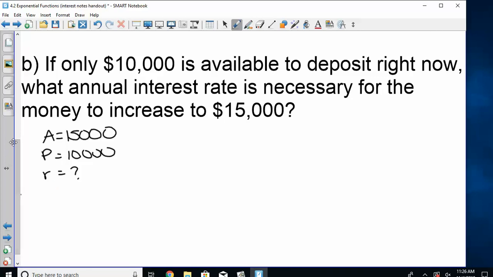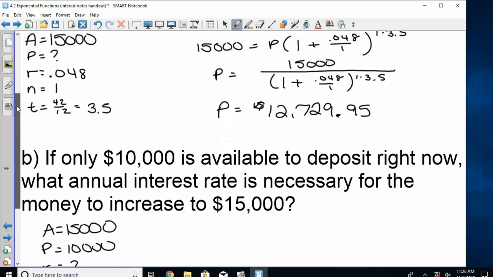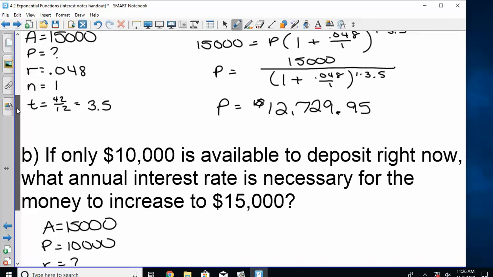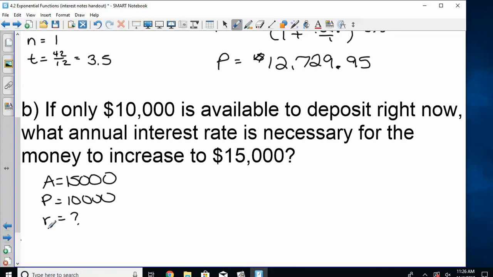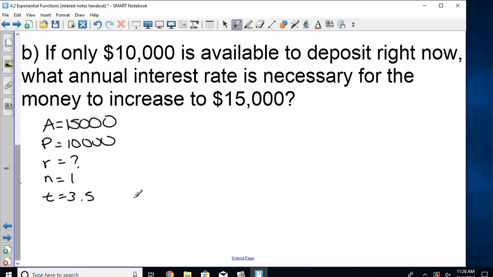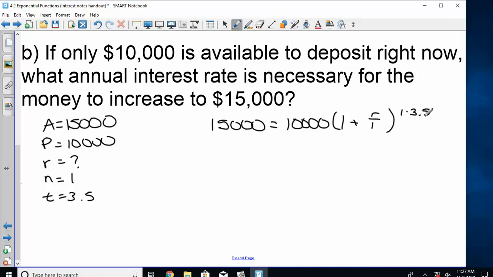We are going to assume the same N and T as we had in Part A. I didn't tell you that stuff was changing, so my N is still 1, my T is still 3.5. So A, 15,000, equals P, 10,000, times 1 plus R, which I don't know, over N, which is 1, to the N times T power.